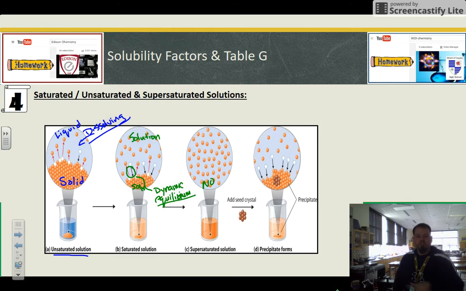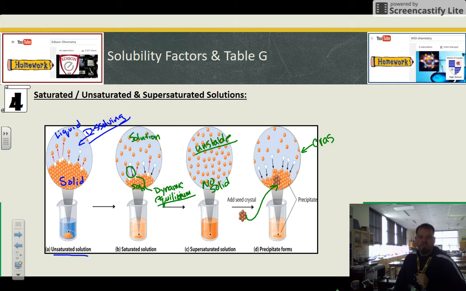C is showing you that there's no solid on the bottom. And it says it's supersaturated because it is really, really holding more than it can. That's that unstable piece, because with a little tap of that particular solution or a single seed crystal, you get to see that cool picture that we did in the vocab about a supersaturated solution.